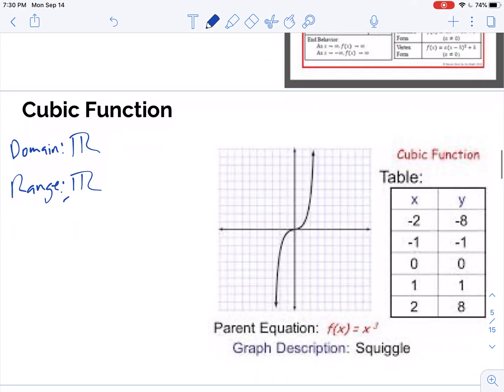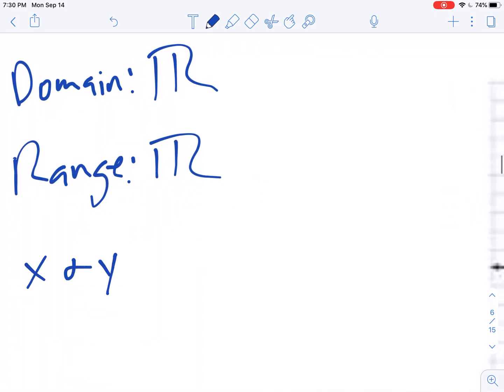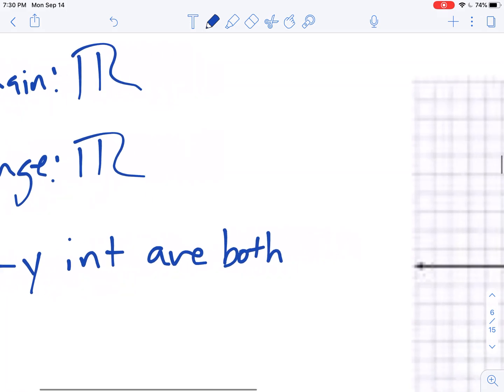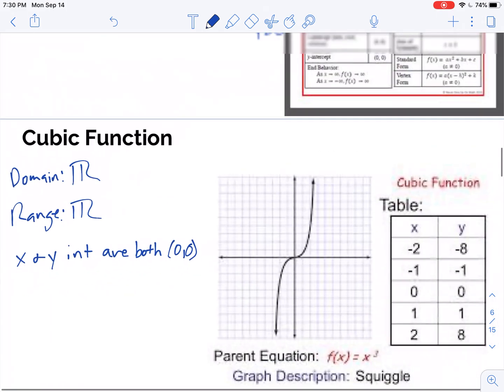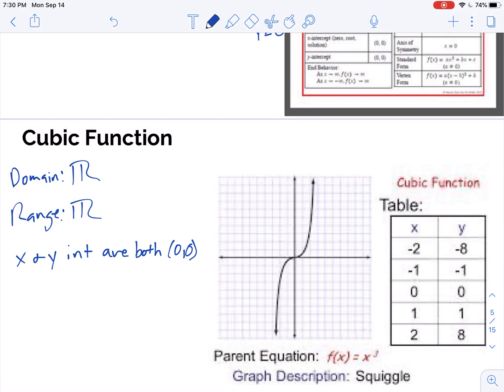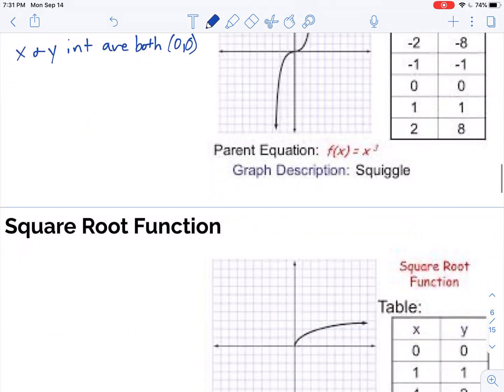Your x and y-intercept are both 0, 0. You can see that it crosses the x-axis and the y-axis at the origin. And so we've got x and y-intercept at 0, 0. And we've got our table of values: -2, -8, -1, -1, 0, 0, 1, 1, 2, 8. Again, just kind of flying through information here, giving you everything you need to know about these functions, because when we start transforming them, you're going to use all this information in your transformations.